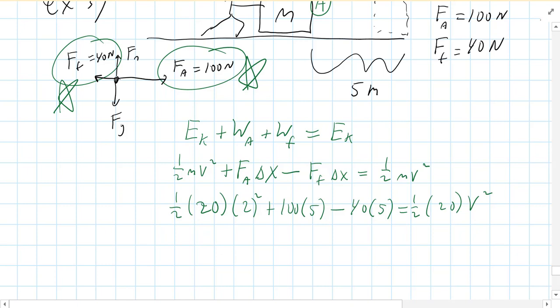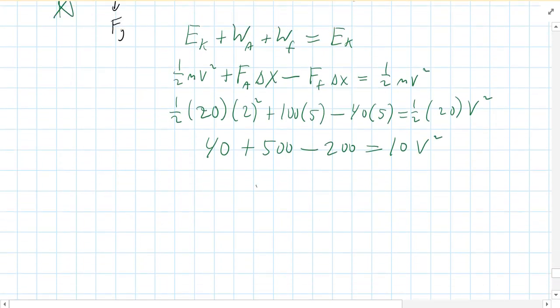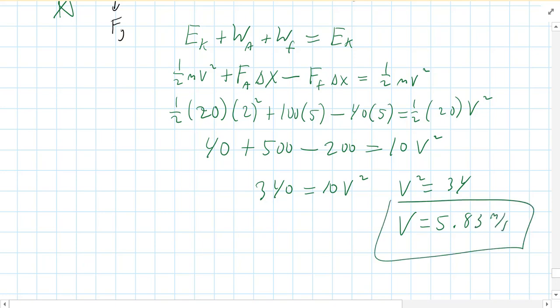This first number is 40. The next number is 500. The third number is 200. And then 1/2 of 20 is 10. And we have our v squared. And so doing the math, you get 340 equals 10 v squared. V squared is going to be 34, and v is going to be the square root of that. And if you take the square root in your calculator, you get 5.83 meters per second.